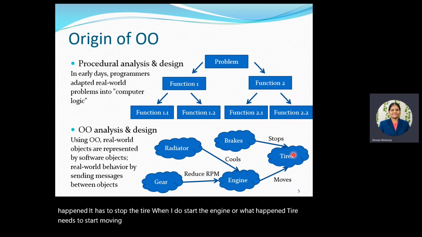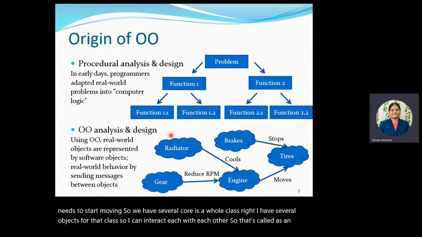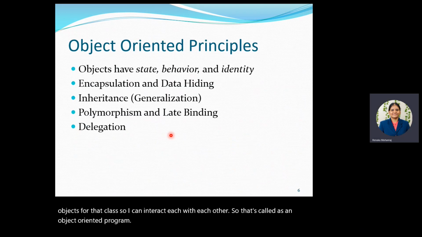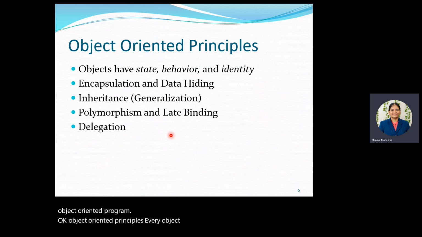So we have several cars, and car is a whole class, right? I have several objects for that class Car, so I can interact each with each other. That's called an object-oriented program. Okay, object-oriented principles: every object has state, behavior, and identity. So let's go to your notes.